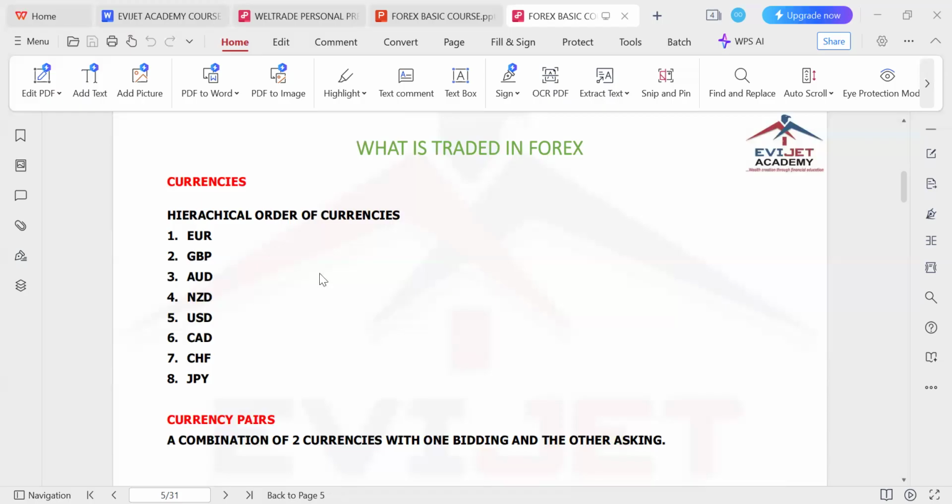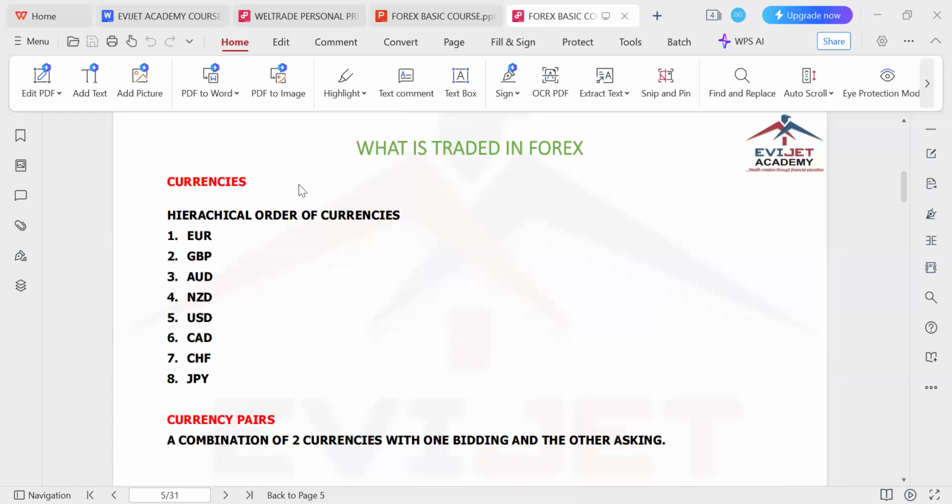Now, one thing you must note is this. The hierarchy is just for nomenclature. It's for naming purposes. The hierarchy does not mean that it is the strongest currency. That Euro is on top does not mean that it's the strongest currency. That GBP is next does not mean that it's the strongest currency. It is simply put together for orderliness, and for nomenclature, for naming.